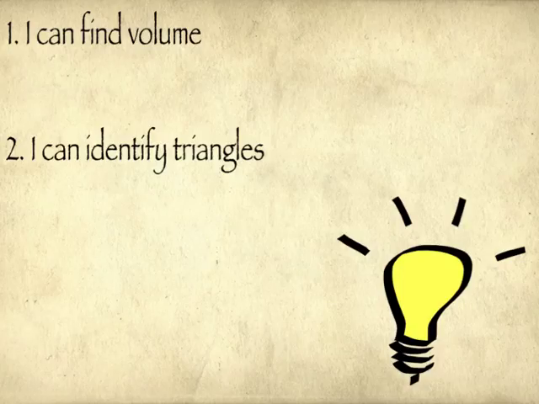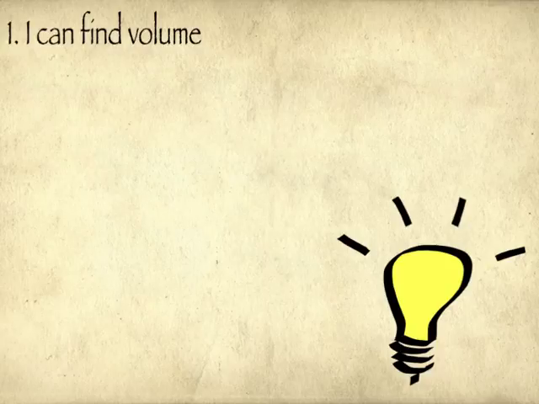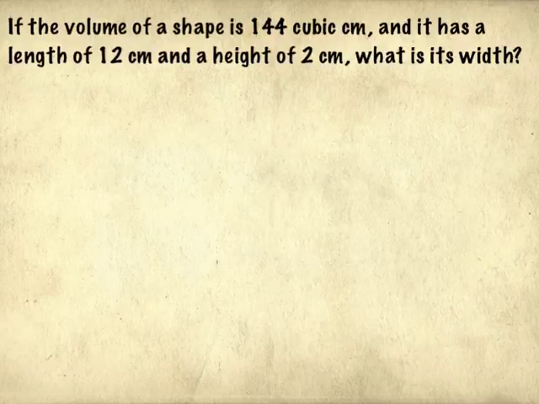Today we're going to work on finding volume and identifying triangles. And we'll start out by finding volume. So this question asks me, if the volume of a shape is 144 cubic centimeters and it has a length of 12 centimeters and a height of 2 centimeters, what is its width? So we're not actually finding volume. What we're doing is we're using the volume formula to find width. This question might sound complicated at first, but really we're just plugging into the formula, and I'll show you what I mean, okay?